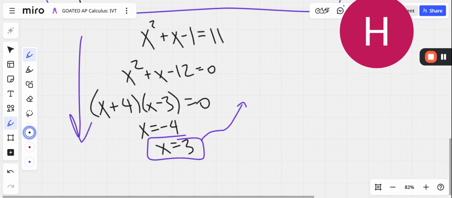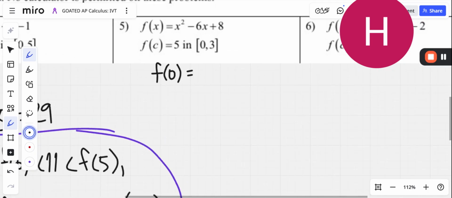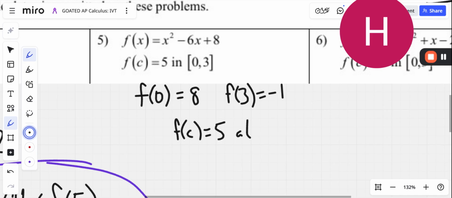x equals 3. Okay, let's take a look here. f of 0 equals 8. Of course, that's a really easy one to plug in. f of 3 is going to give us -1. So for sure, f of c has to equal 5 at some point for some x on the interval from 0 to 3.